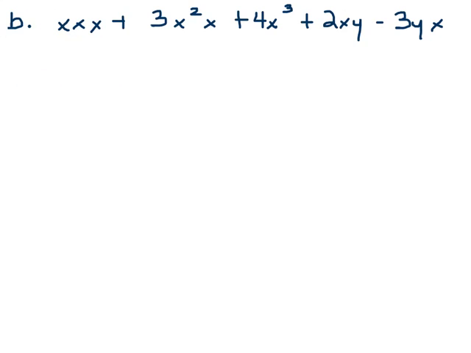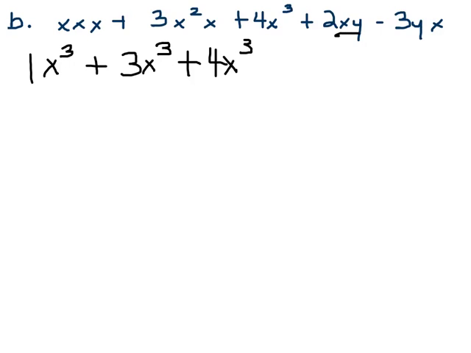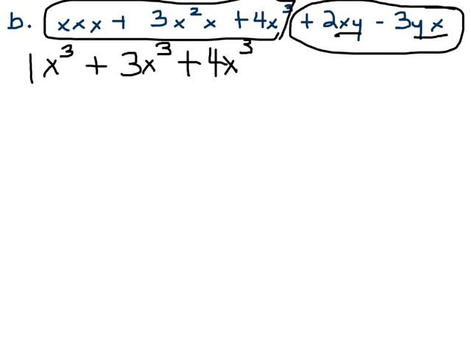In B, x times x is x cubed. And we'll put a 1 there. X squared times x is also x cubed plus 4x cubed. Alright, now 1x, 1y, 1x, 1y. So these two are going to be like terms, and these 3 are going to be like terms.